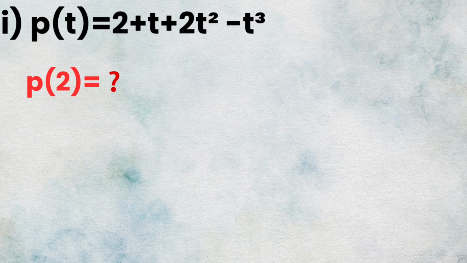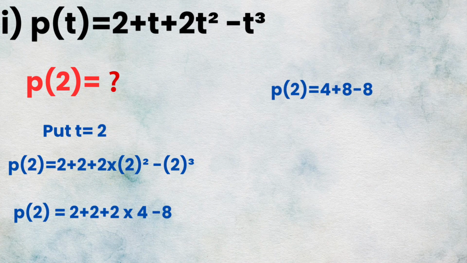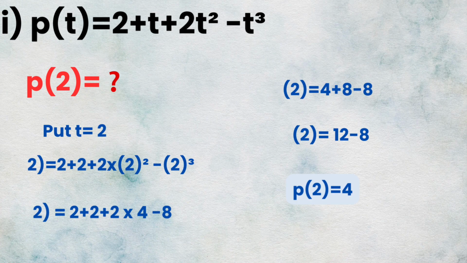The last one is to find p2. For that t is equal to 2. Then the expression will be p2 equals to 2 plus 2 plus 2 multiplied by 2 square minus 2 cube. Minus 8. Then 4 plus 8 will become 12 minus 8. Then 12 minus 8 is 4, which means the value of P2 is 4.